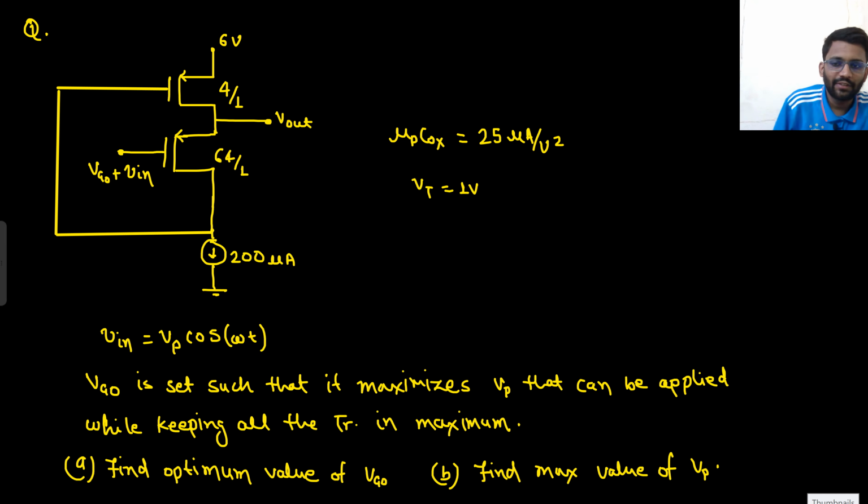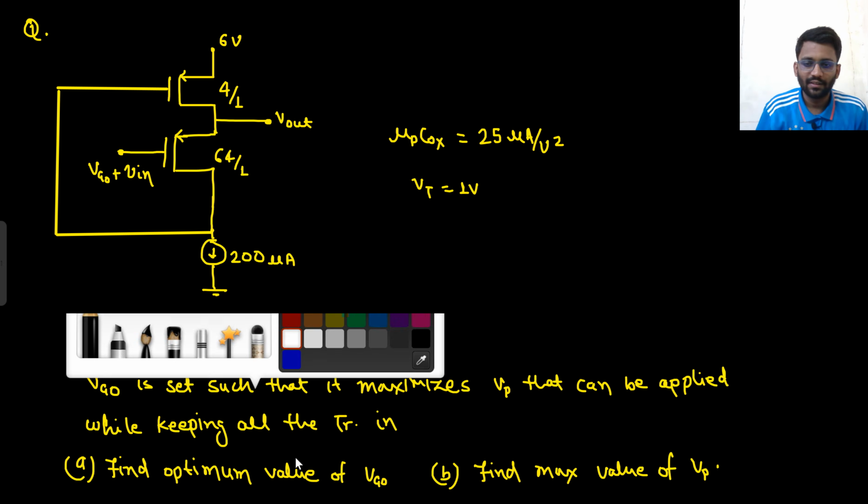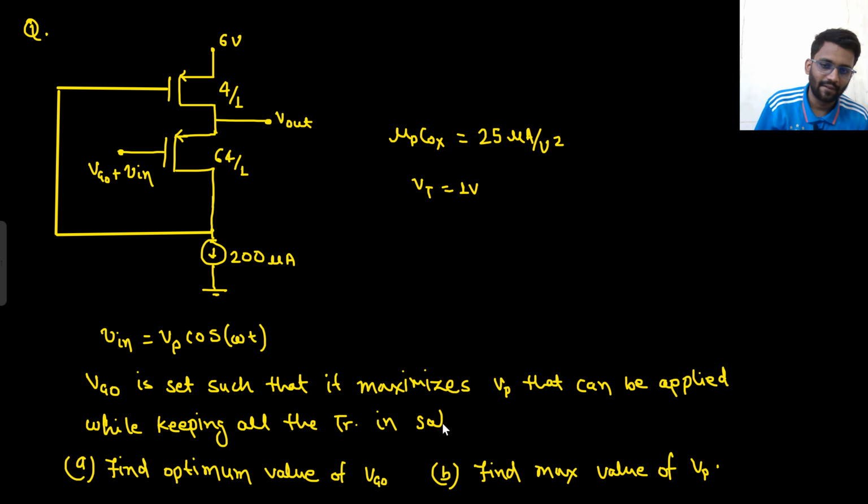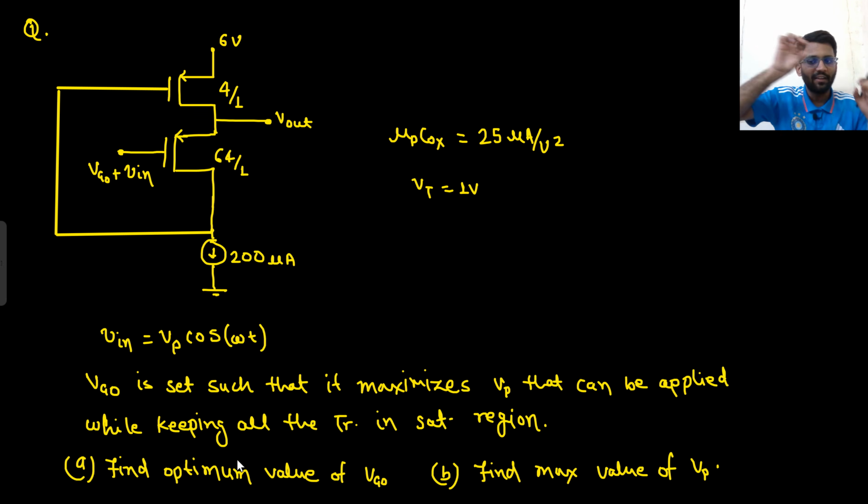So mu n Cox value is given, Vt value is given, V in value is also given. Now in the given question it is said that Vg naught is such that it maximizes the Vp value that can be applied while keeping all the transistors in saturation region. So you have to apply Vg naught plus V in, and V in is Vp sin omega t. You have to apply Vg naught and Vp such that the device is working in saturation region. So option A is find the optimum value of Vg naught, and option B is find the maximum value of Vp.